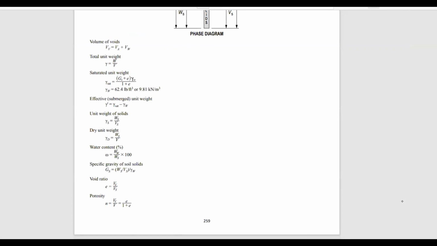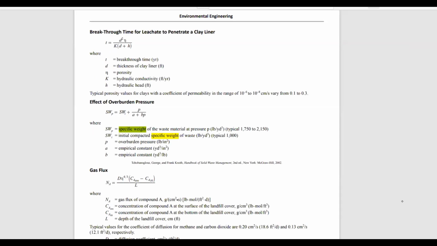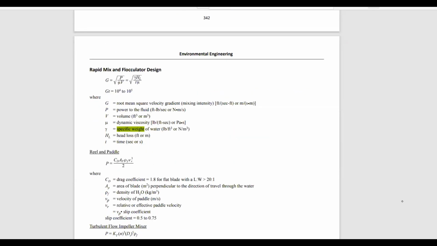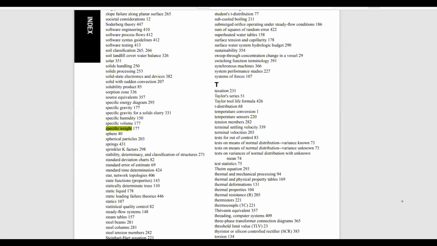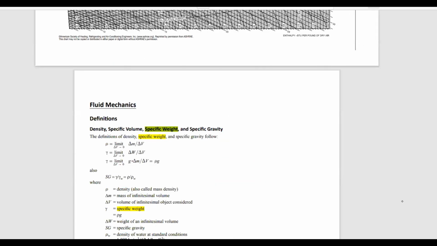Let me see, I want to find it for you. I'm going to look for specific weight. There you go, so here it is. So we know that specific weight, or the unit weight gamma, is equal to density multiplied by the acceleration of gravity g. Perfect. So now we know that.